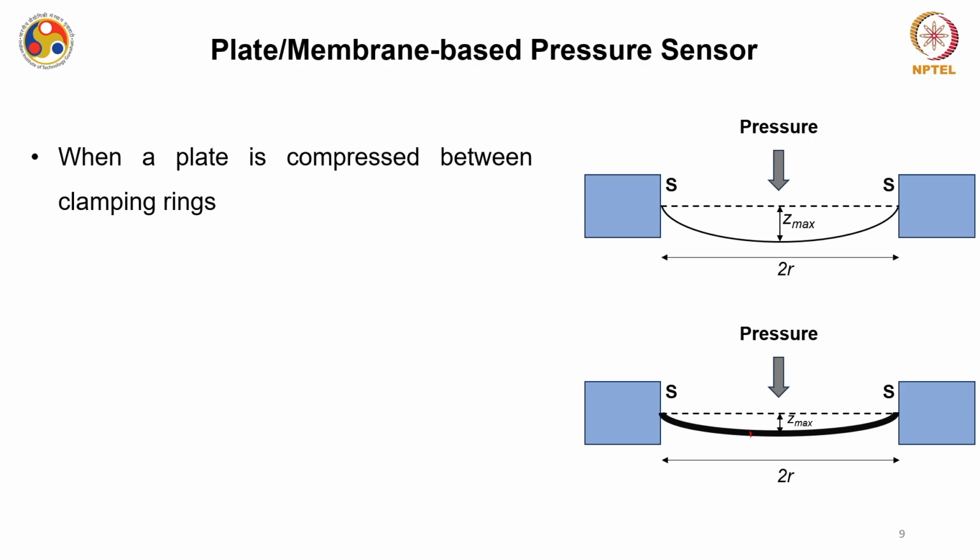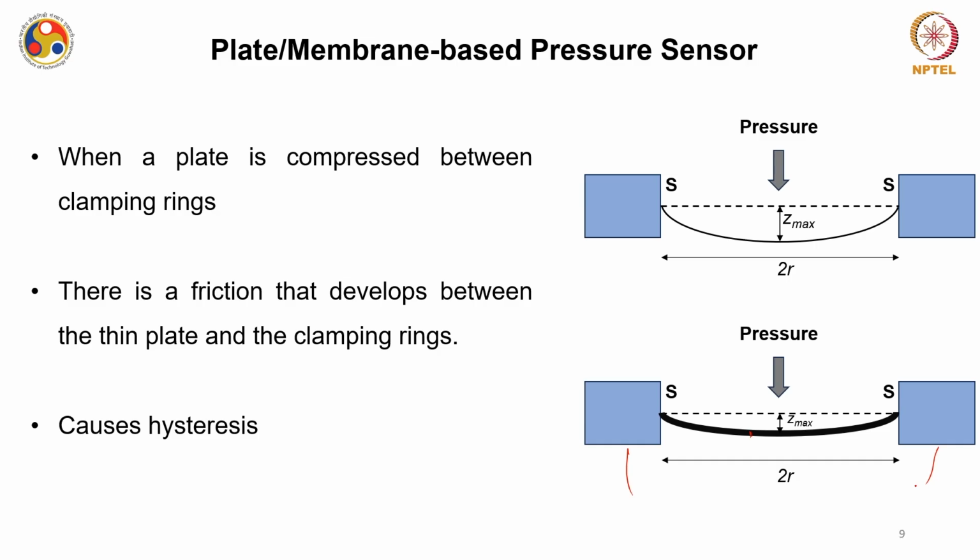So, basically when a plate is compressed between these two clamping rings, there is a friction that develops between this thin plate and the clamping rings. So, when you apply pressure, there is a high chance that this will also have slight movement. And this is the basis of having hysteresis in this kind of device. So, hysteresis is the major challenge in this kind of pressure sensors.